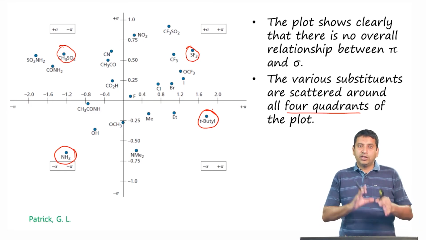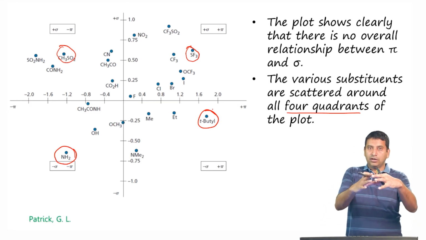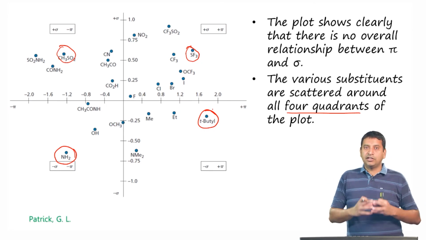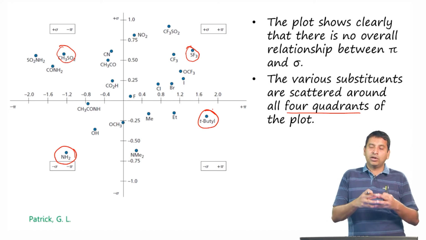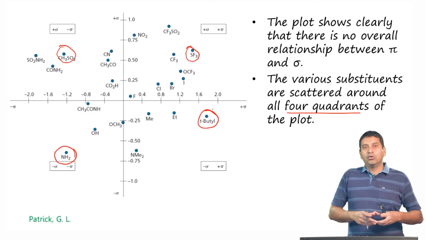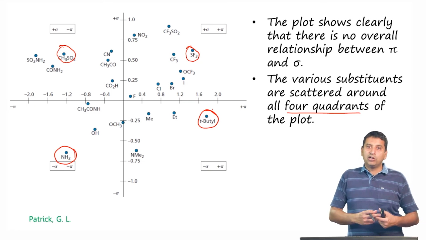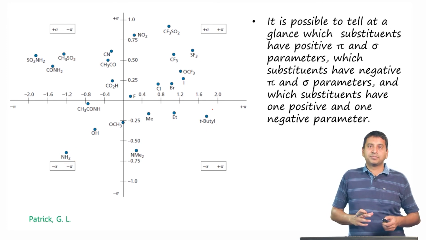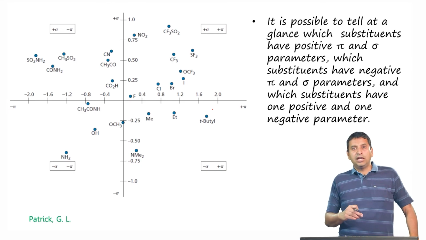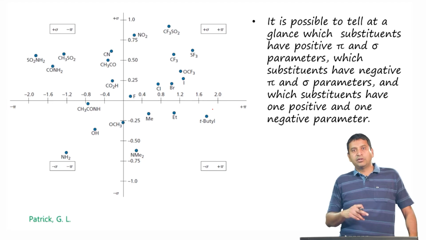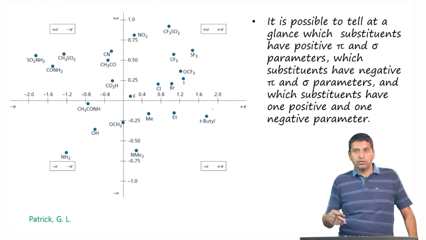So, here what we have done in this process is we have tried to look at both these parameters and plot them such that we have an understanding of the effect of changing one functional group on the activity of the molecule. So, when we want to make new analogues, we could think about using similar molecules in this quadrant. It is possible to tell at a glance which substituents have positive pi and sigma parameters and which have negative pi and sigma parameters, which we just looked at.